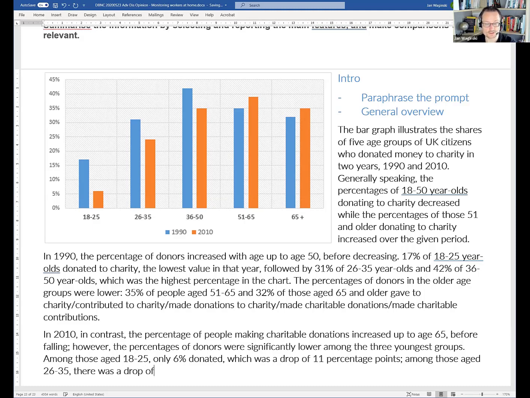Well, here's a slightly different way to put it. Among those aged 26 to 35, there's a drop of, we're going from 31 to 24, so that's 7. A drop of 7 percentage points to 24%. Okay.